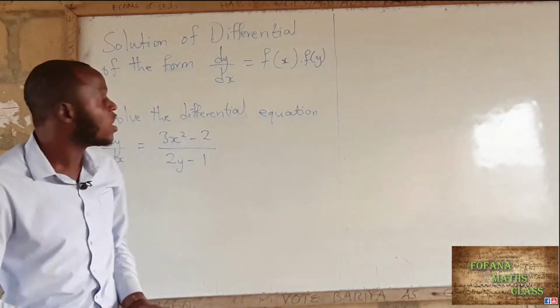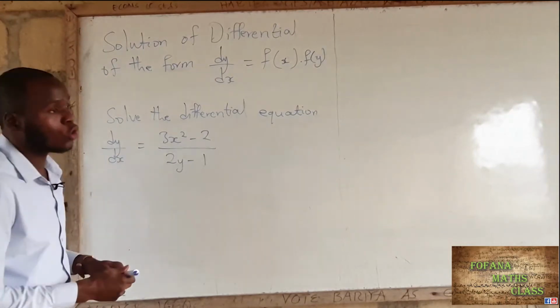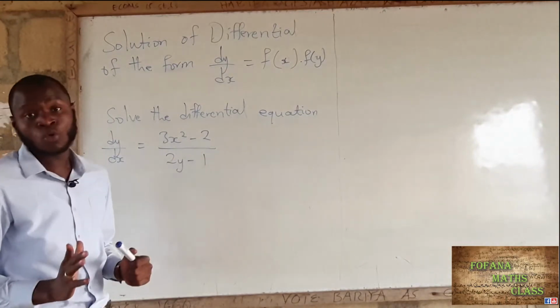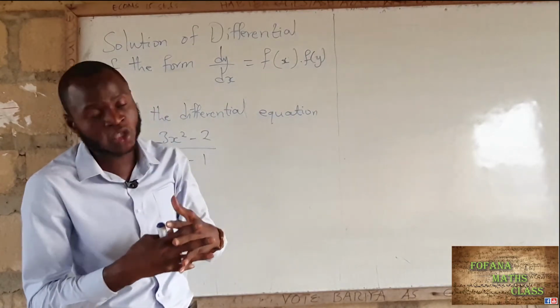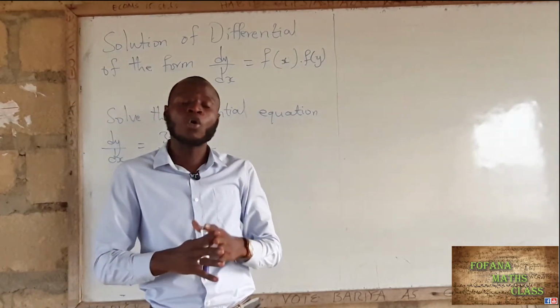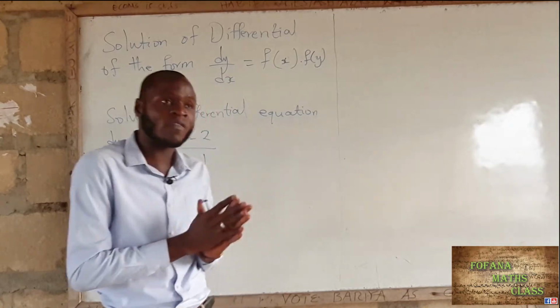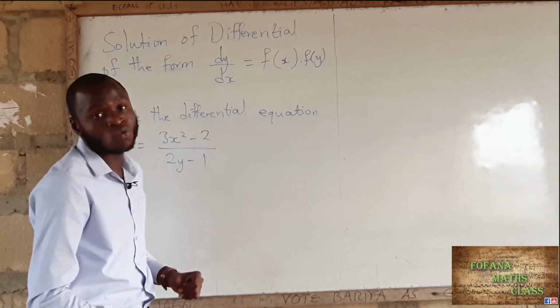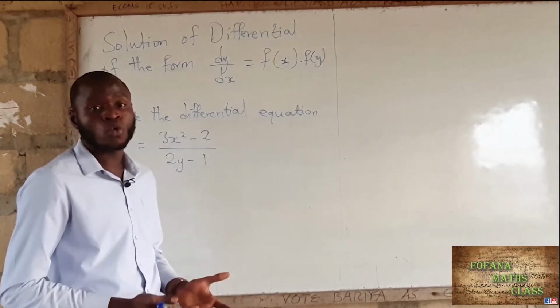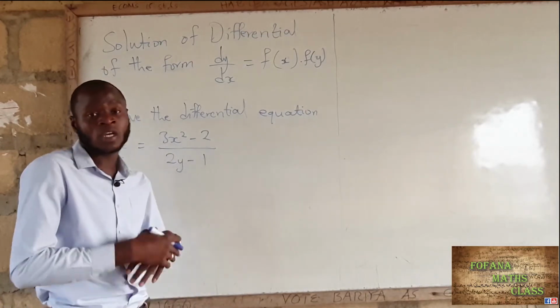So how do we do it? Here we use a method called separation of variables. Because these two variables are put together in the same equation, you need to separate them. You put one of the variables on one side of the equation and the other variable on the other side. Then you do what we call direct integration, and you go your way.